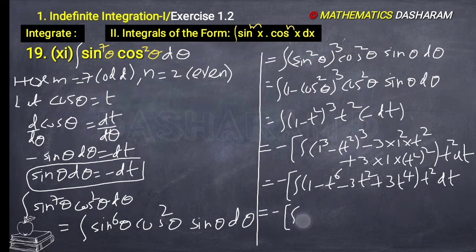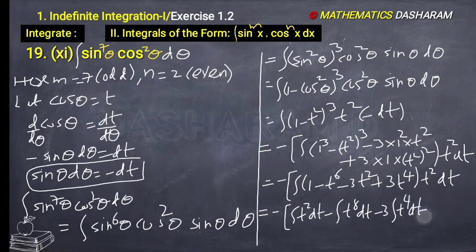Now t square multiply inside, so minus integration and apply the integration for each term separately. 1 into t square is t square dt, minus integration t to the power of 6 into t square is t to the power of 8 dt, minus 3 into t square into t to the power of 4 dt, plus 3 into integration t to the power of 4 into t square is t to the power of 6 dt.